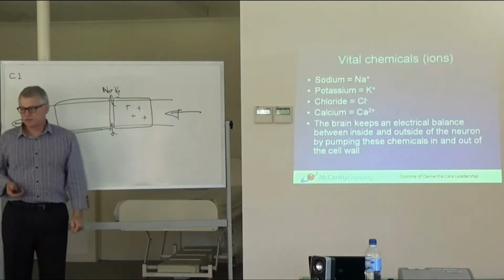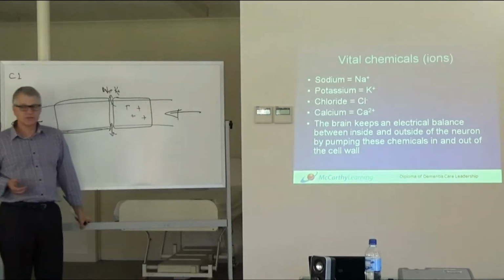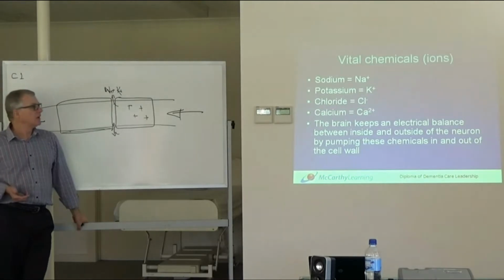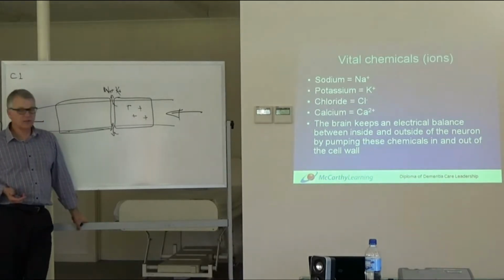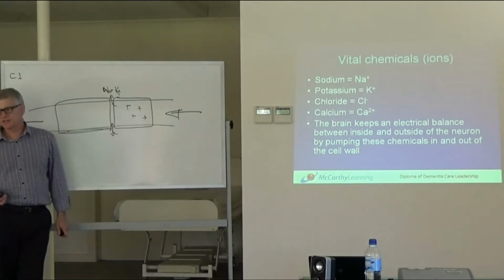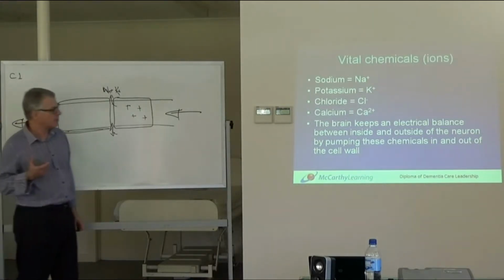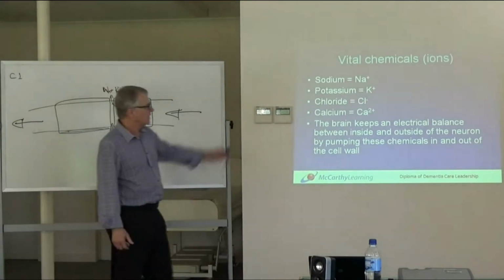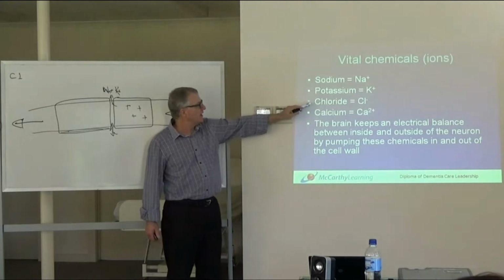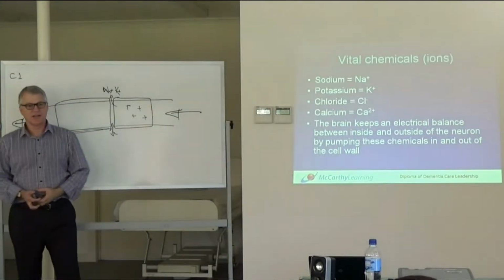These are the vital chemicals: sodium, potassium, chloride. So you've got sodium chloride, which makes what? Salt. And we've also got calcium, and that's very positively charged. It has two protons, so it's got two positive charges compared to the single positive charge that sodium and potassium have. And chloride is negatively charged.